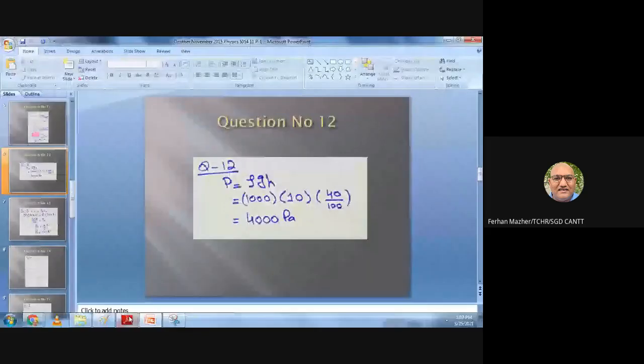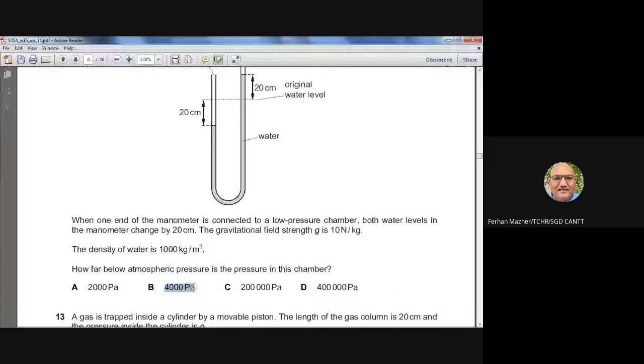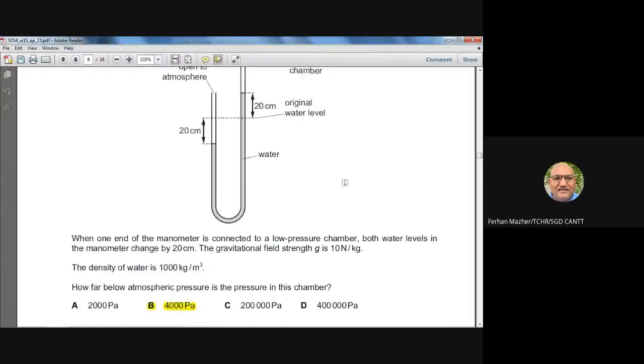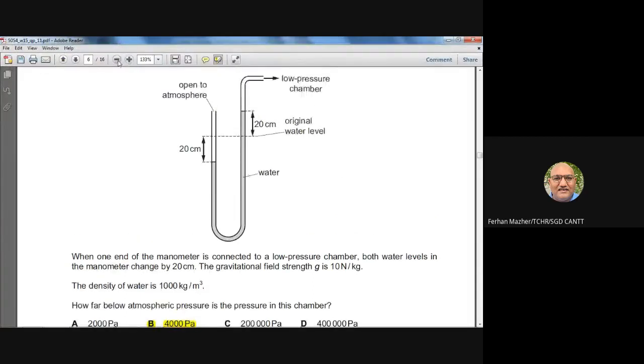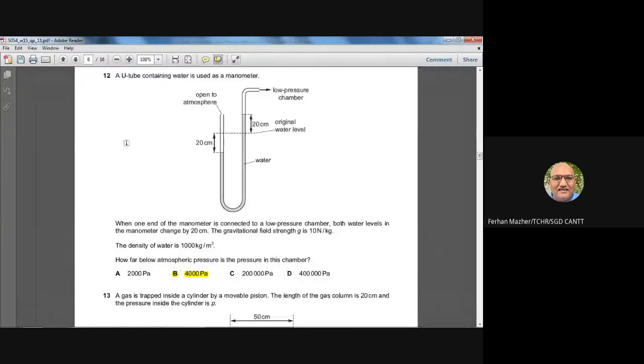Let me check. 4000, do we have this answer here? Yeah, it's choice B. So B looks the right option, sir. You see, question number 12, B is the right answer. The marking scheme also says B.